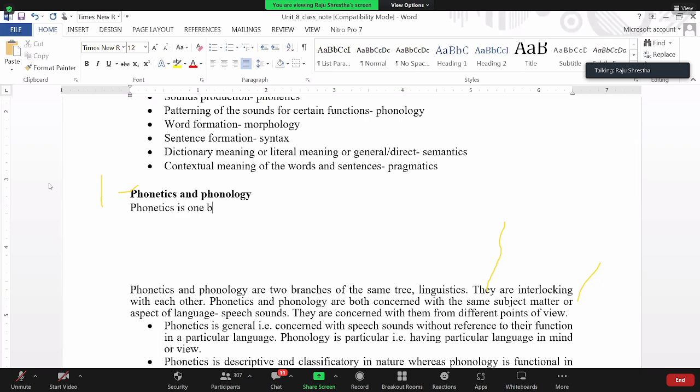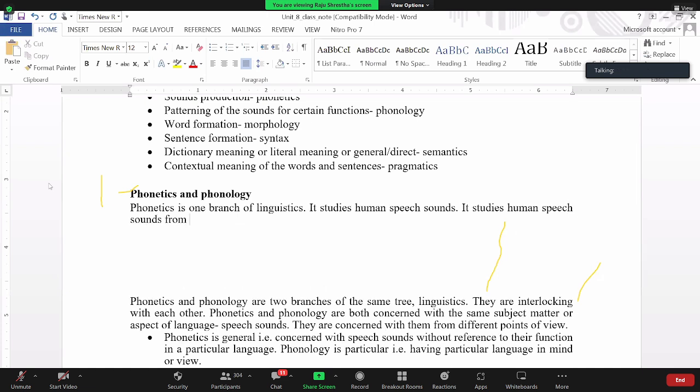Phonetics is one branch of linguistics. Linguistics studies human speech sounds. It studies human speech sounds from three points of view.